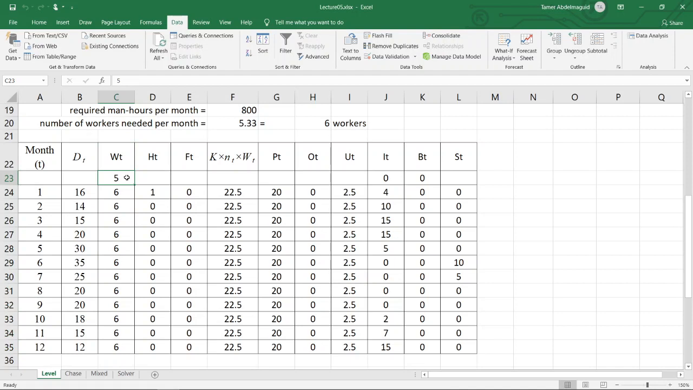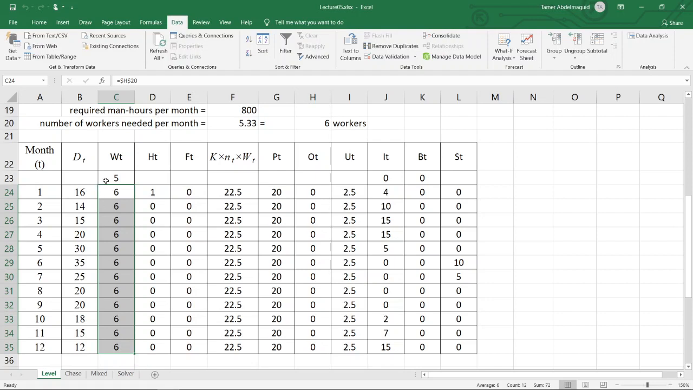So this means, in order to maintain a fixed number of 6 workers throughout the planning horizon, we need to hire 1 worker in the first month. And of course, throughout the remaining months, we will not have any hired or fired workers because we would like to maintain that fixed level of production capacity.